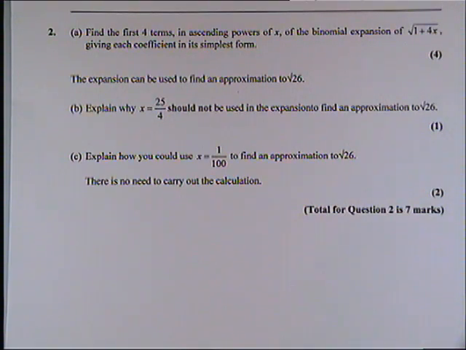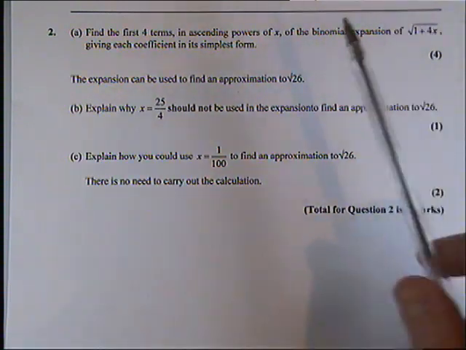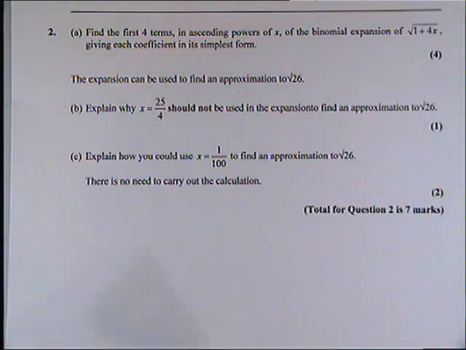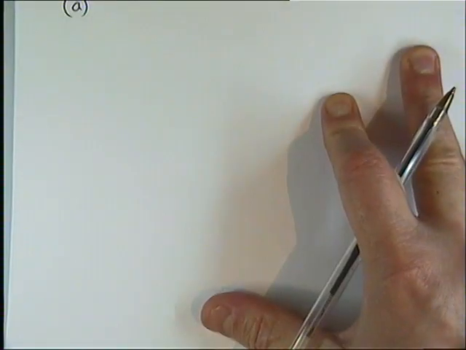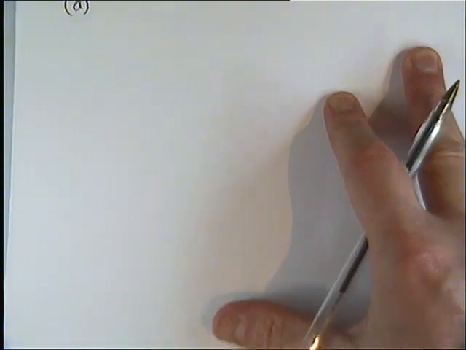In this video, we're going to be having a look at the binomial expansion of this function here. So we were asked to write down the first four terms, and then we're going to be looking at how you can use that expansion to predict some approximations to root 26. So let's start off with that part A.